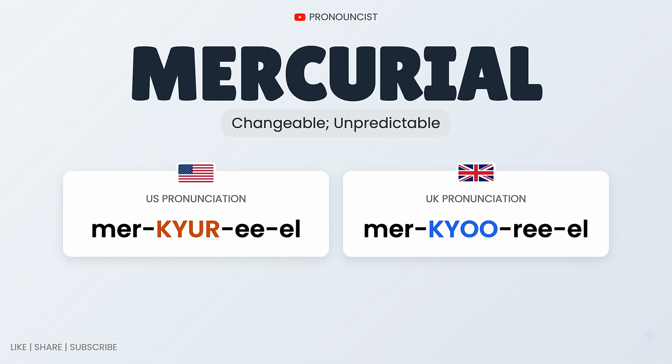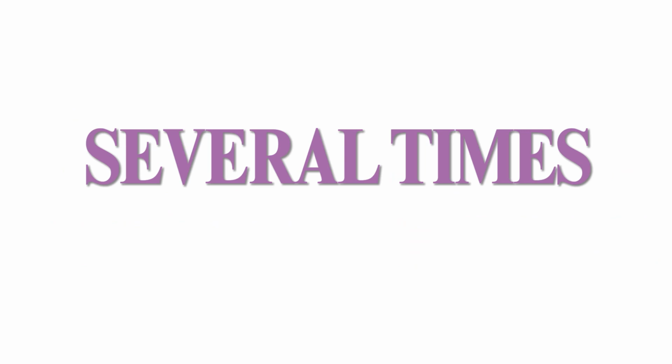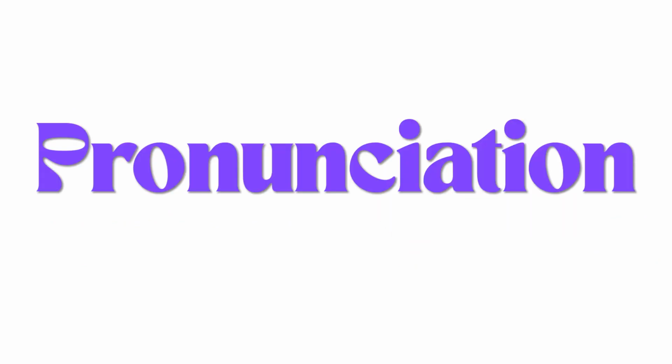Emphasize cur and soften il. Mercurial. Practice repeatedly and you'll soon be able to say this word perfectly. The best way to practice is to repeat the syllable multiple times. The meaning of the word is changeable or unpredictable. Try repeating this word several times to improve your pronunciation.